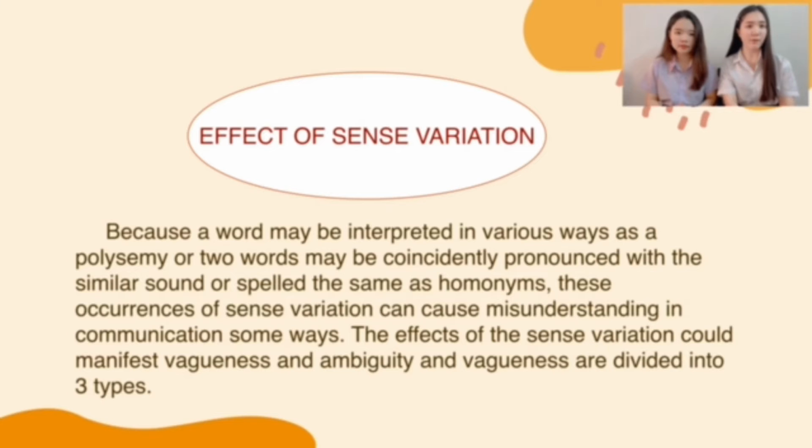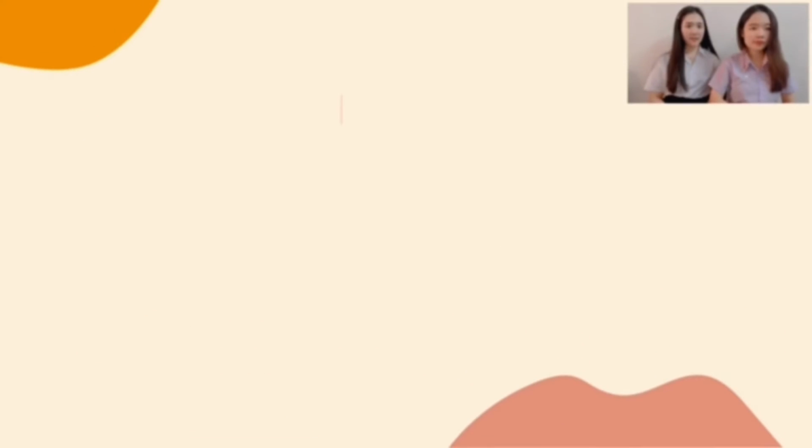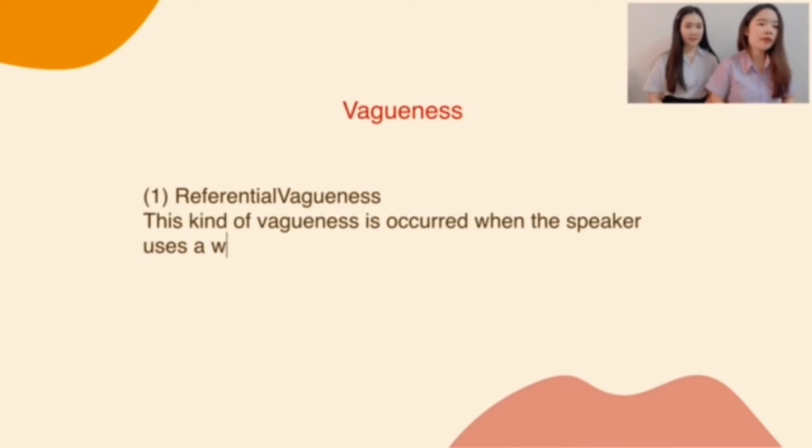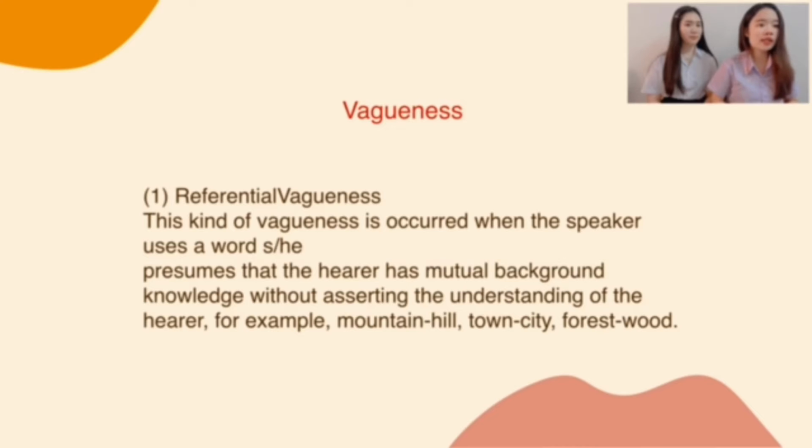Vagueness is divided into three types. First, referential vagueness. This kind of vagueness occurs when the speaker uses a word, presuming that the hearer has mutual background knowledge, without checking the understanding of the hearer. For example, mountain and hill, town and city, forest and wood.